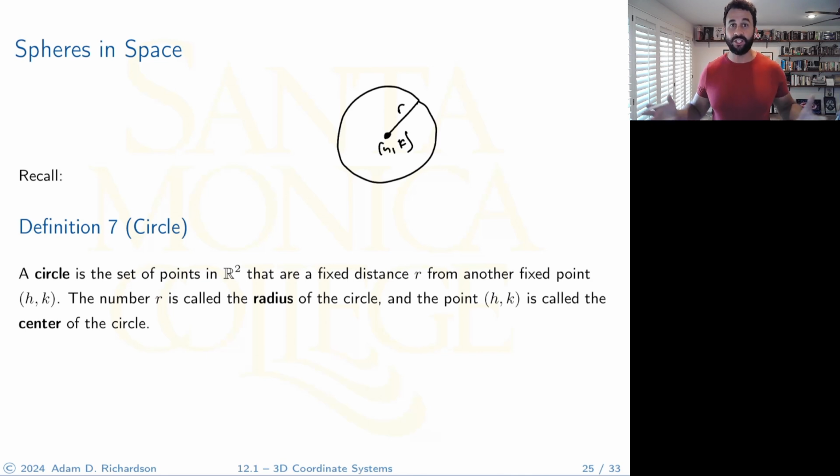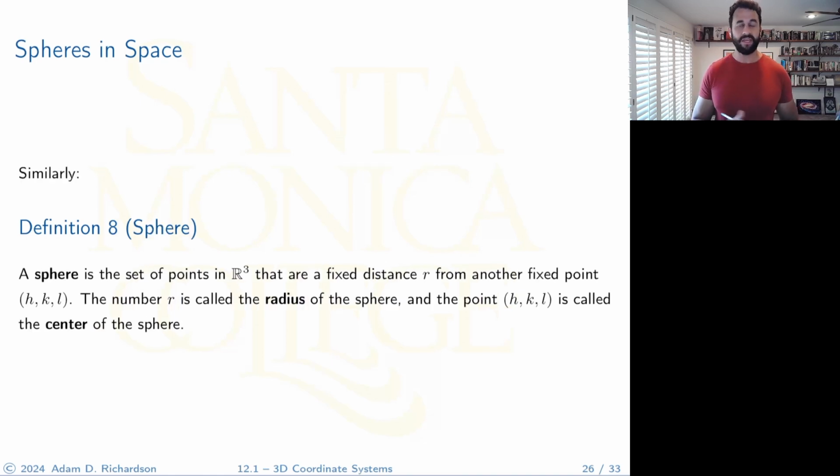All right, so how do we generalize this idea to a higher dimensional space? Well, in a natural way, you do the same thing. A sphere, what is a sphere? It's the set of all points in 3-space that are a fixed distance r from another fixed point called the center. So now that we've got 3 dimensions, we have ordered triples. So our point consists of 3 coordinates.